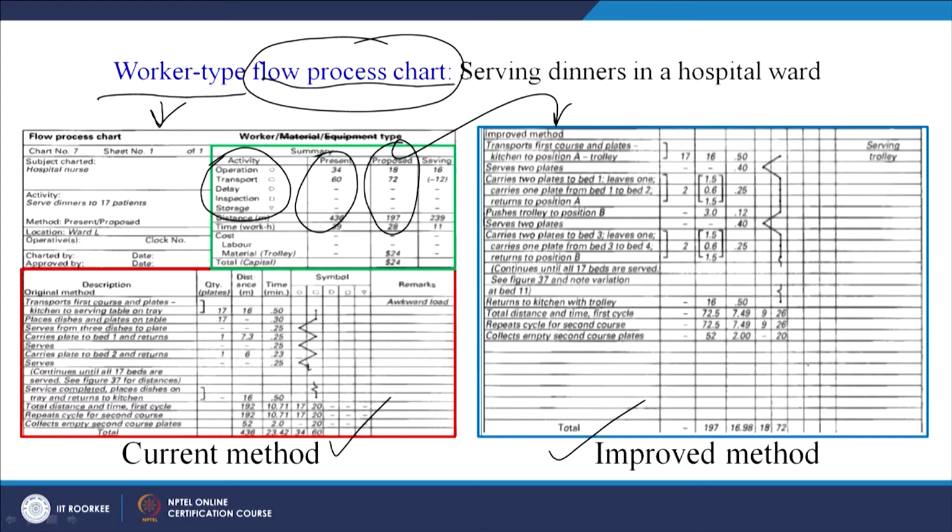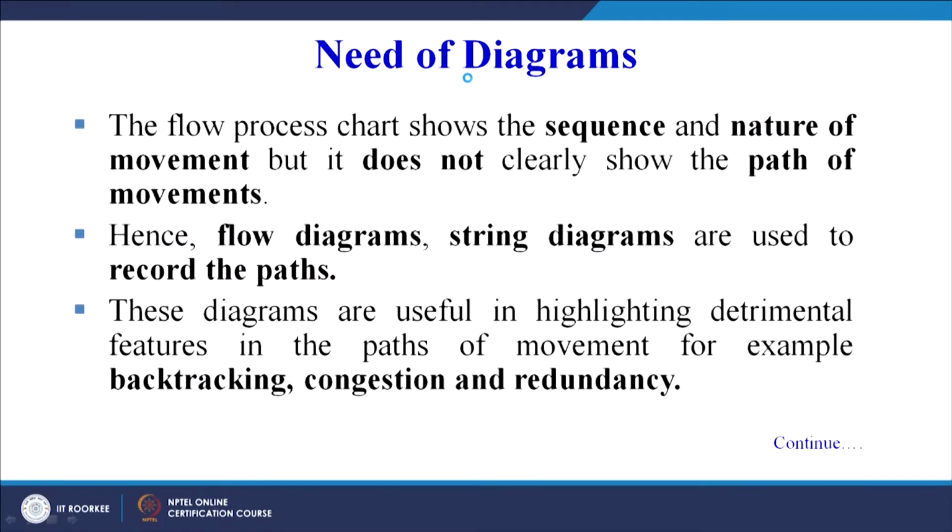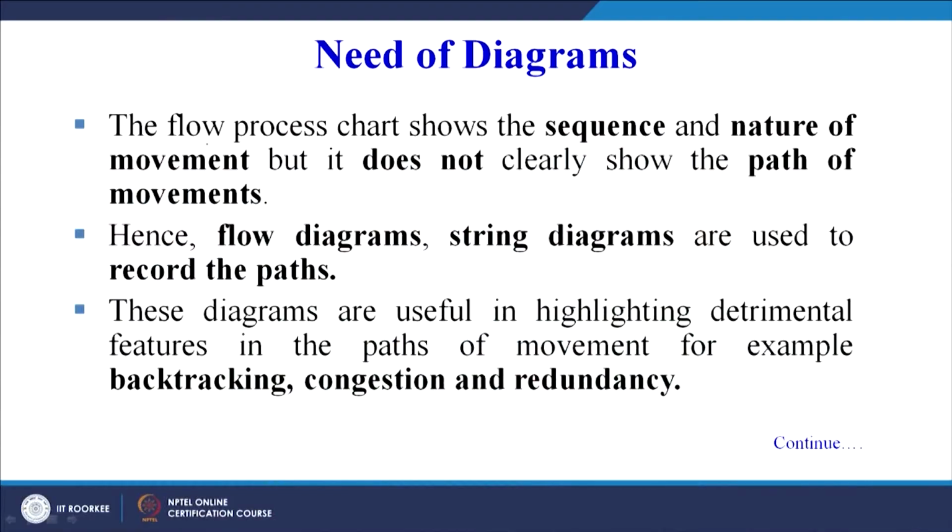So, with this 5 to 7 minutes of discussion, we have been able to differentiate between a flow process chart and the flow diagram. Now, we focus our attention on the flow diagrams only, because the flow process chart we already covered in session number 21 and session number 22, and we have seen a number of examples. Now, what is the need of the diagram? The flow process chart shows the sequence and nature of movement.